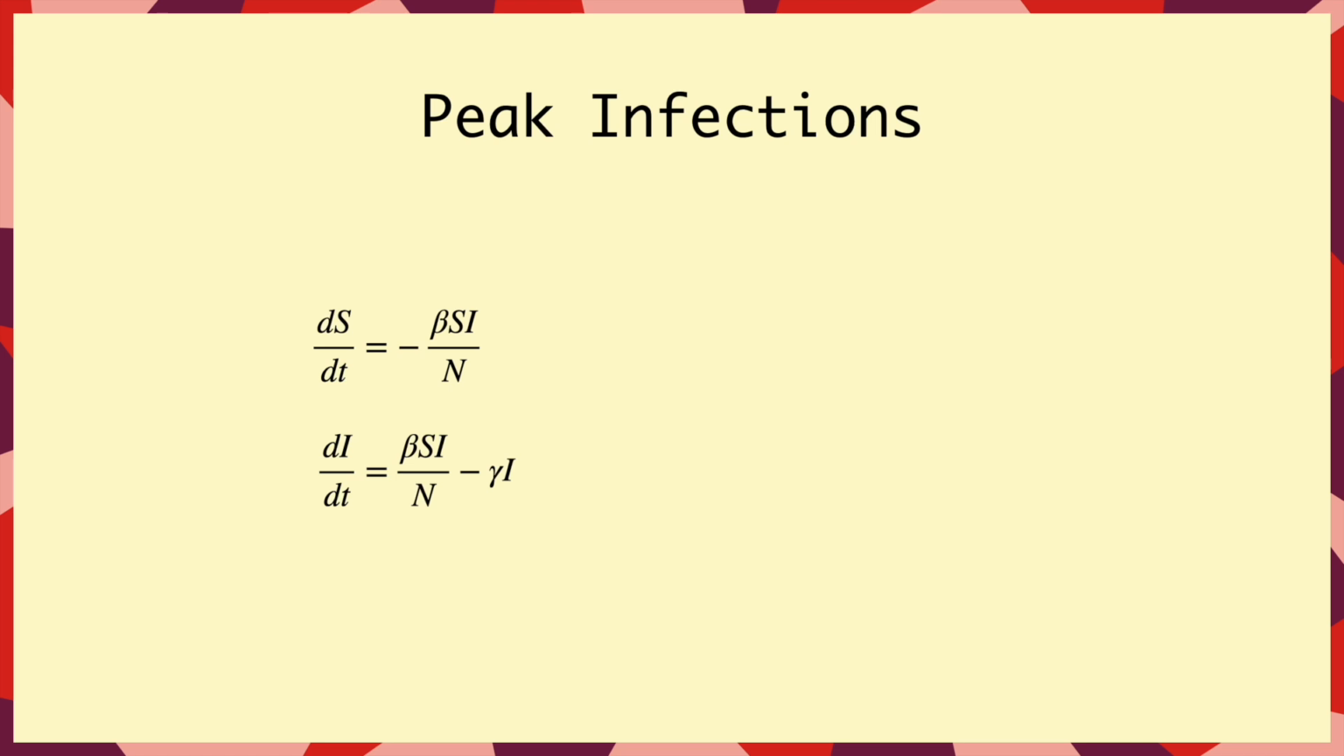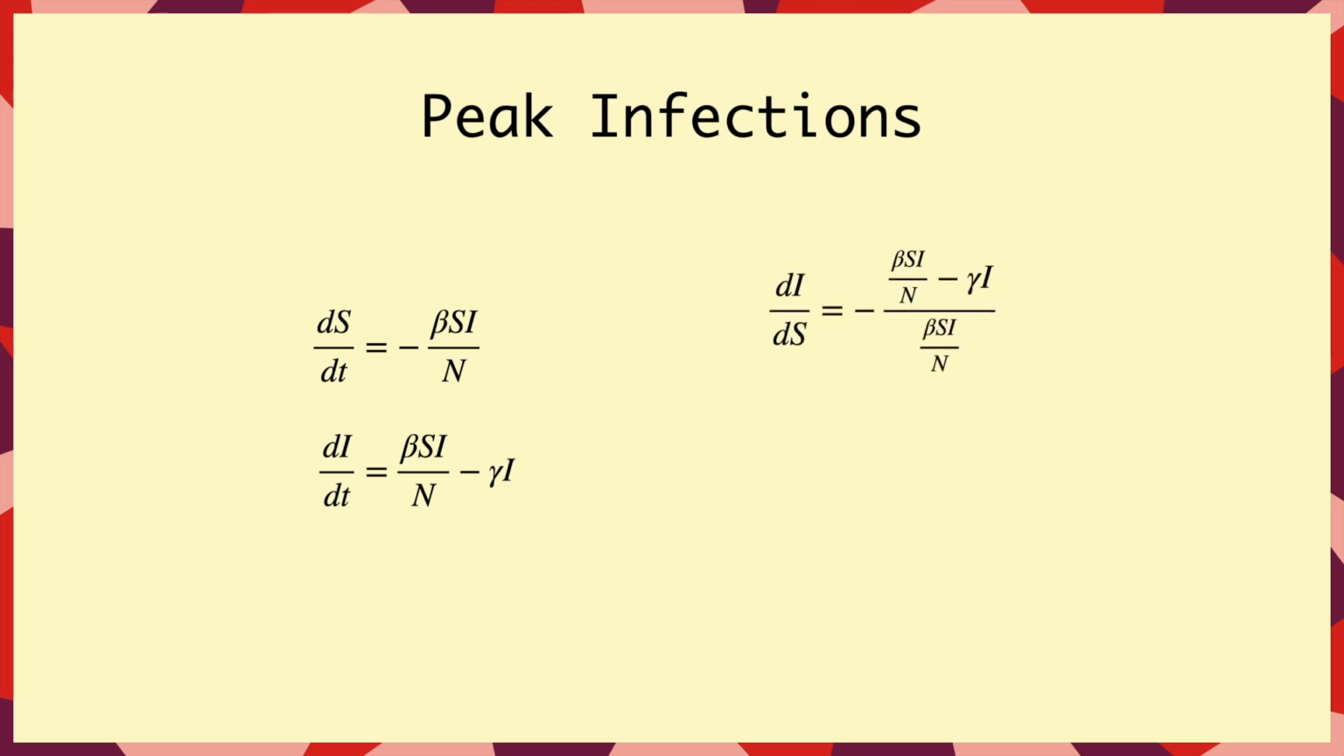Now, we can't do much with these equations as they are, but what can we do to try and solve them? Well, the right-hand sides are very similar, so we want to combine them in such a way that some things cancel out. And we could add them, but that doesn't really get us anywhere. Instead, if we divide one equation by the other, then the right-hand sides will simplify, and the dt's on the left will cancel out as well.